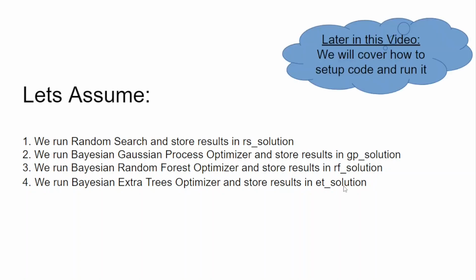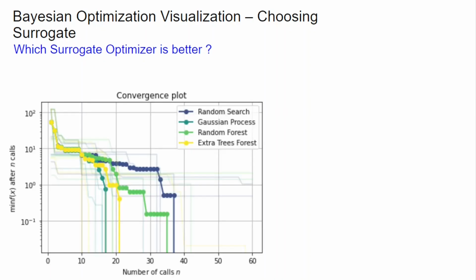Later in the video, I'm going to show you step by step how to set up the code and run all this. But now let's look at the convergence chart and how to choose the surrogate model. This is one sample convergence chart that I have, where it is showing me random search performance, Gaussian process performance, which is here, random forest optimizer performance, this is not random forest classifier, and extra trees performance.